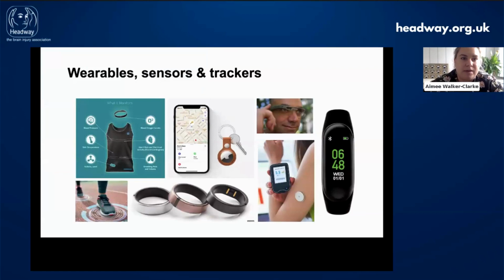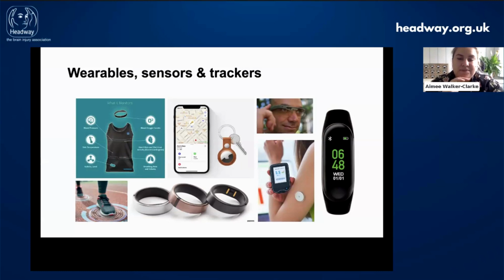We'll start with wearable sensors and trackers. Some of you might already use things like smartwatches and Fitbits to measure activity. These can be really helpful in improving or monitoring activity levels, and perhaps just pacing yourself to increase that slowly over time. Perhaps if you've had a prolonged period of inactivity, they can be really helpful at pacing yourself.